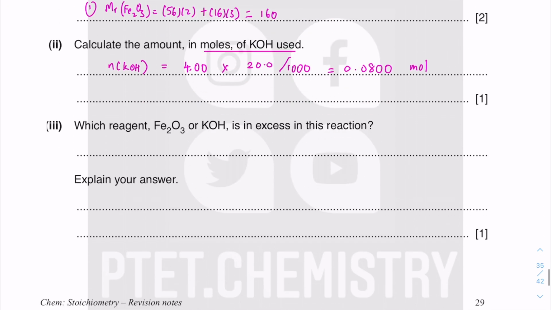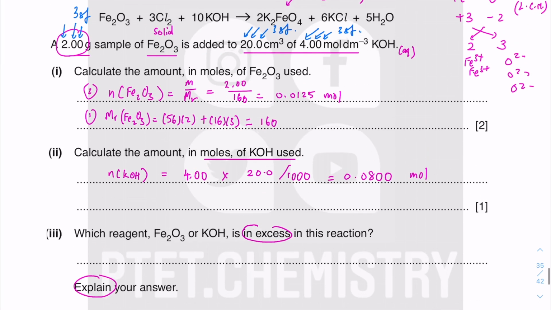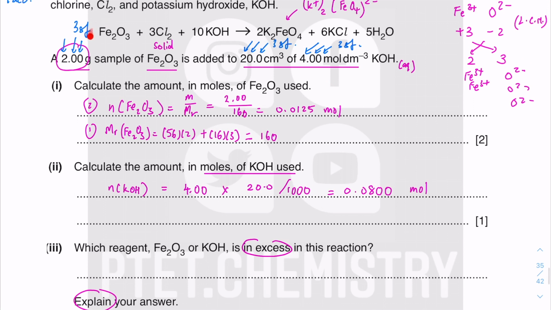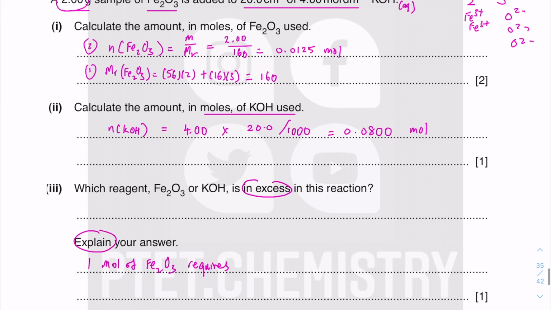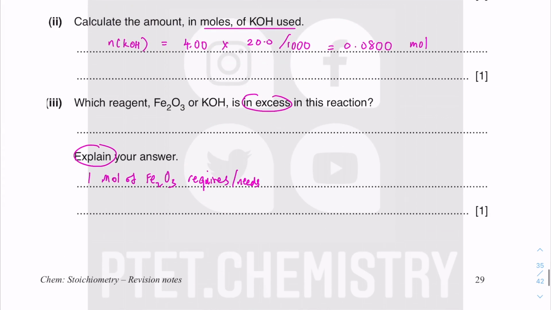The next thing: which one is in excess, and I want you to explain. Jumping straight onto what we know from the balanced equation, 1 mole of Fe2O3 reacts with 10 mole of KOH. So 1 mole needs 10 mole of these, all right? So if I explain first, 1 mole of Fe2O3 requires, or needs, 10 mole of KOH.